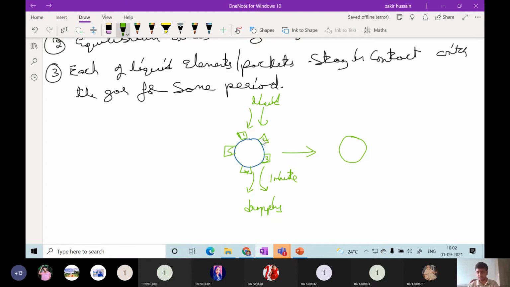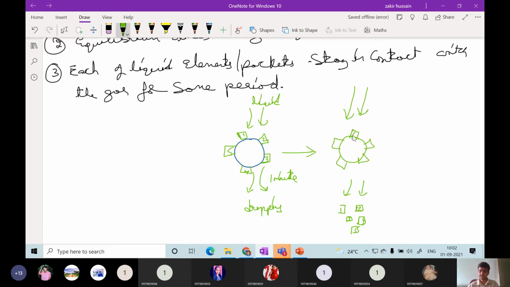After 1 minute, packets 1, 2, 3, 4, 5 will be dropped like this, and fresh packets of liquid will be coming and attaching to this surface.